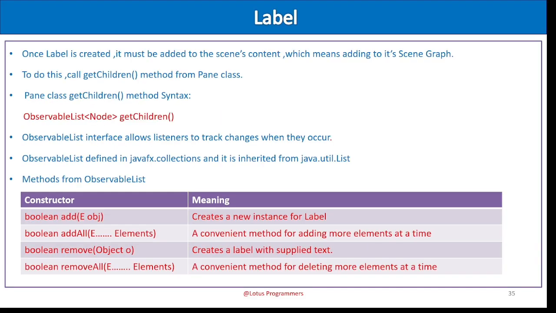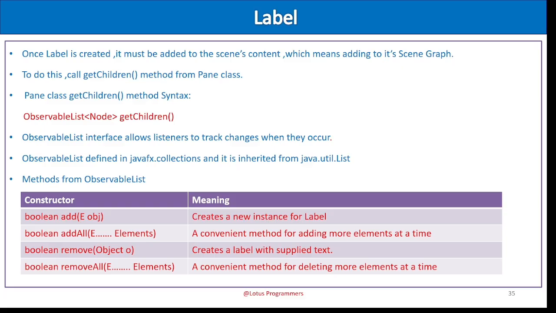Next, how to add a label to the scene graph. Suppose any control is created, adding that control to the scene graph is not directly possible. We would like to add that control to the observable list of the respective pane class. When any control is added to the observable list of the respective pane class, automatically the control is added to the scene graph. When the control is added to the scene graph, automatically it is added to the scene component of the JavaFX application.